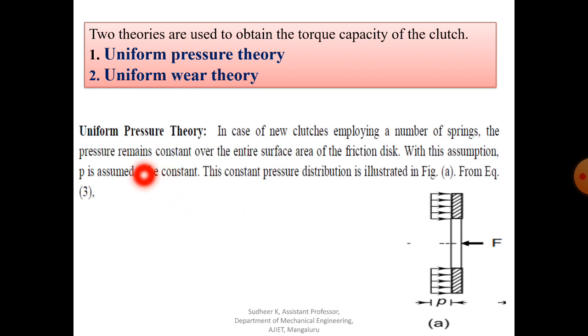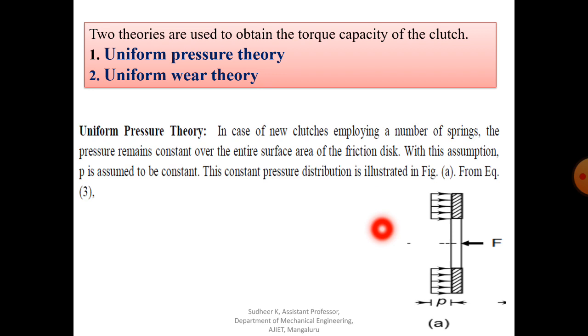So in the case of uniform pressure theory, employing a number of springs, the pressure remains constant over the entire surface area of the friction disc. With this assumption, P is assumed to be constant. This constant distribution is shown in figure A here.